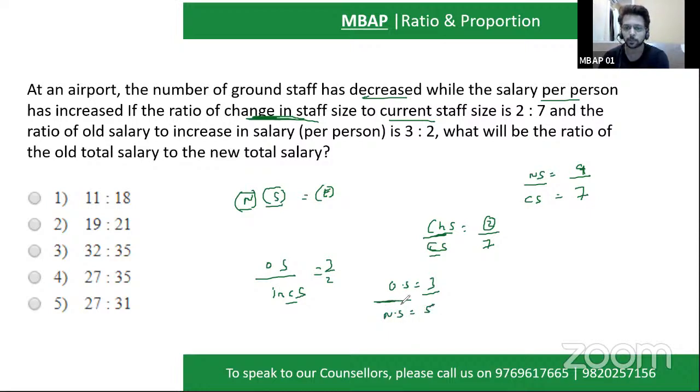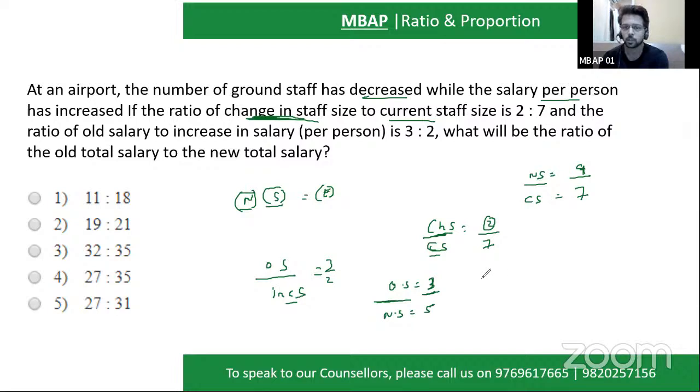The new salary will be equal to how much? The new salary will be equal to 5. The new salary will be equal to how much? It will be 5, right? Is this clear? Now it's simple. You have original salary, new salary, old staff and new staff. So old staff.